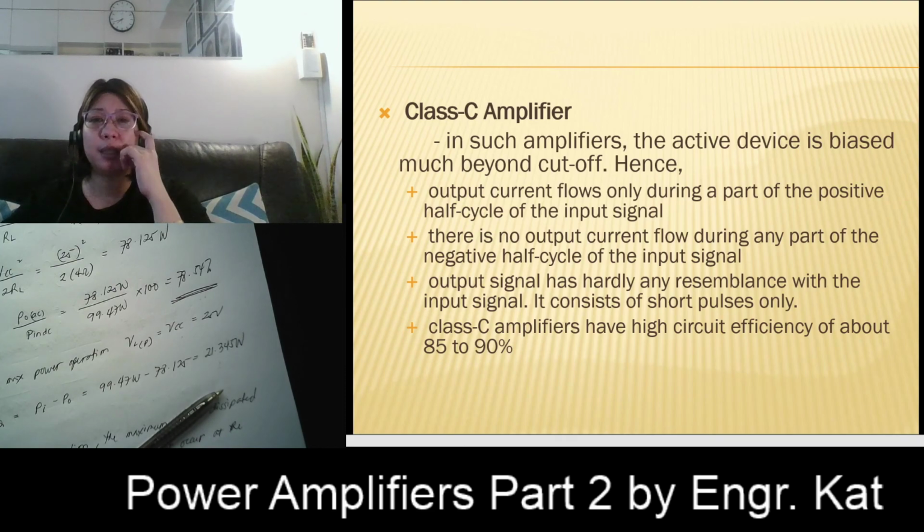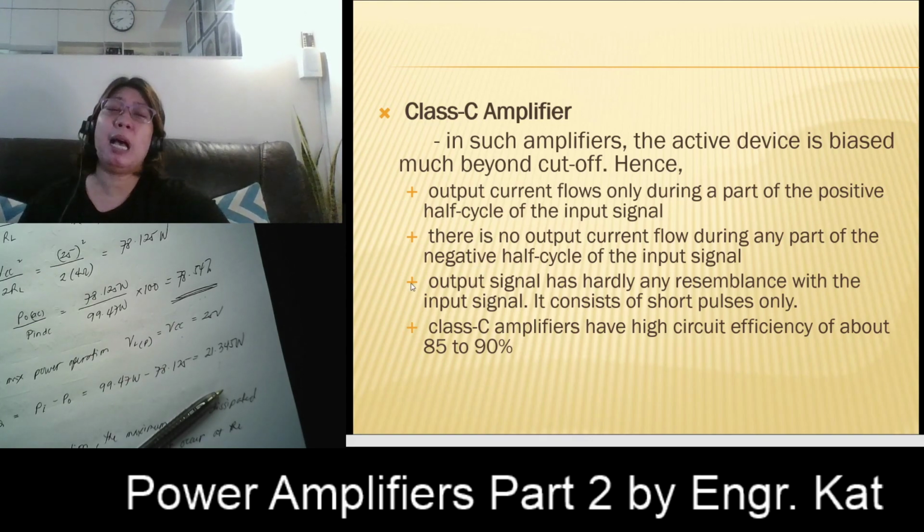Okay, so Class C amplifiers have the highest circuit efficiency of about 85 to 90%. So we can see here that the efficiency has nothing to do with the distortion of your output waveform. As you can see, the Class A amplifier is the one which has no distortion, yet it is the one with the lowest efficiency.